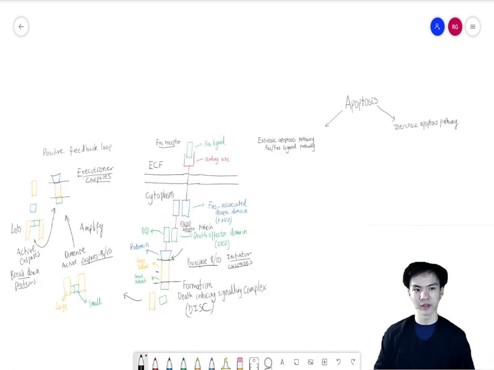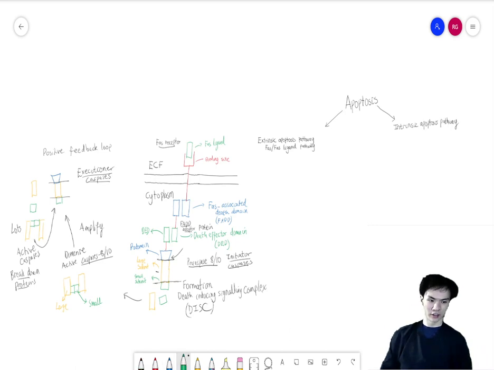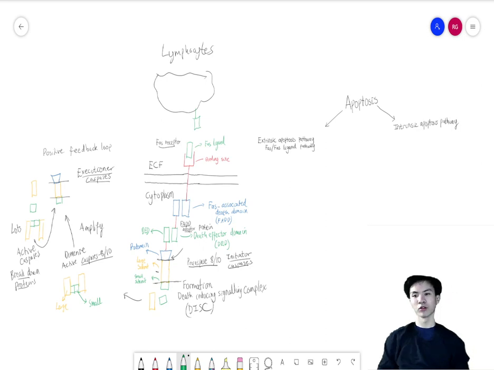So I forgot to mention that the Fas ligand can sometimes be found on, so I'm going to draw a cell here, can sometimes be found on lymphocytes. So why can they be found on lymphocytes? Well, because lymphocytes need to kill cells that have been infected.